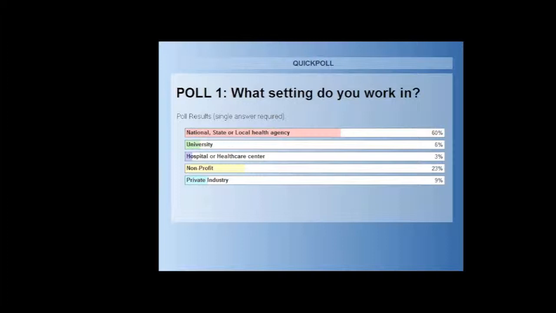Okay, as you can see, the majority of the people online work in either a state, national, or local health agency, but we do have some good representation from the nonprofit industry, and we have some individuals representing universities, healthcare centers, or hospitals, or private industry, which is great because what you'll find is that MessageWorks, because it deals with health behavior messages broadly, has a wide application.